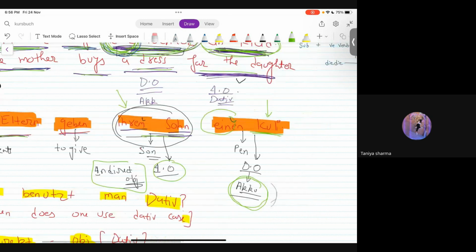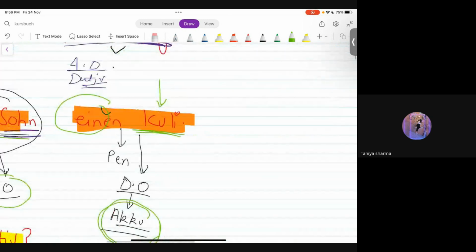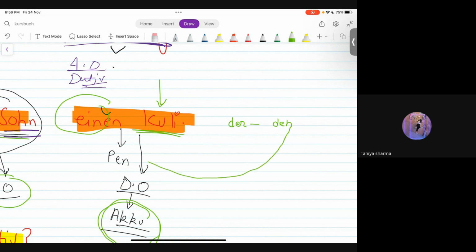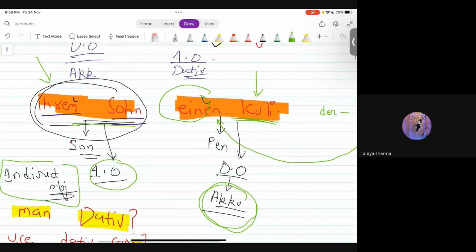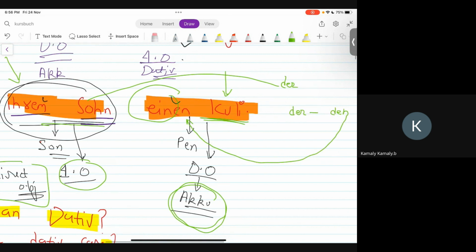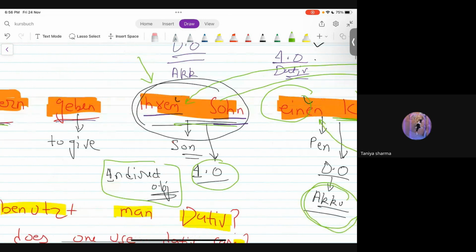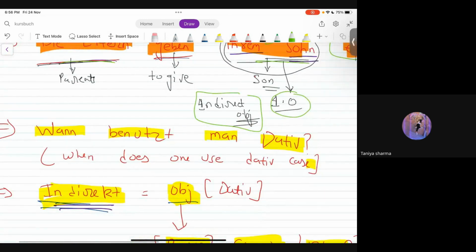Right? Yes, sir. In accusative, der changes in den, right? And in the indefinite article, einen. And here, the article is sein, guys. In dative, der changes in dem. Ihrem, that's why we are using ihrem. Is it clear or not? Yes, sir.